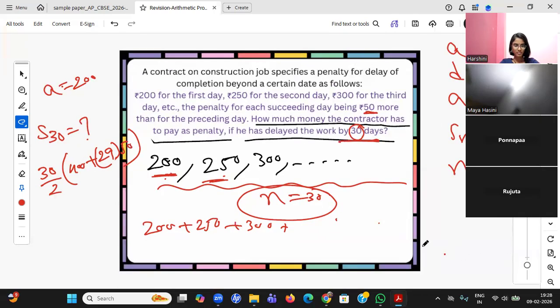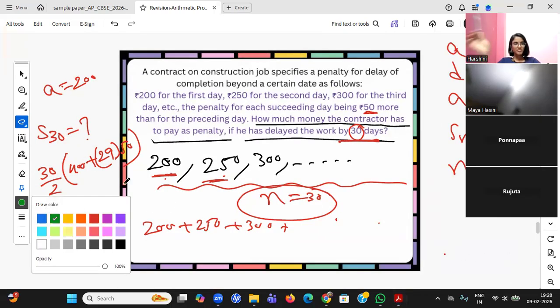Okay, so the calculation part, you take a screenshot. Take it soon.